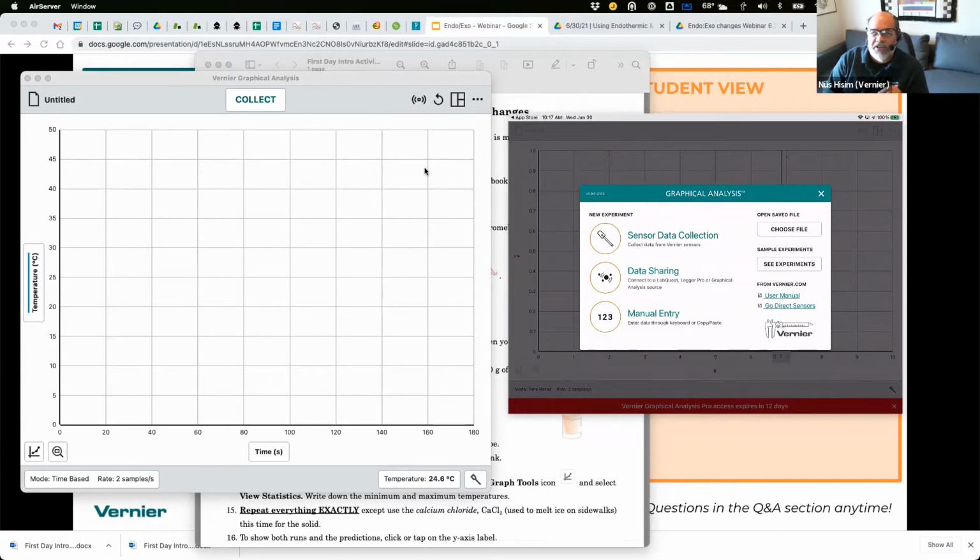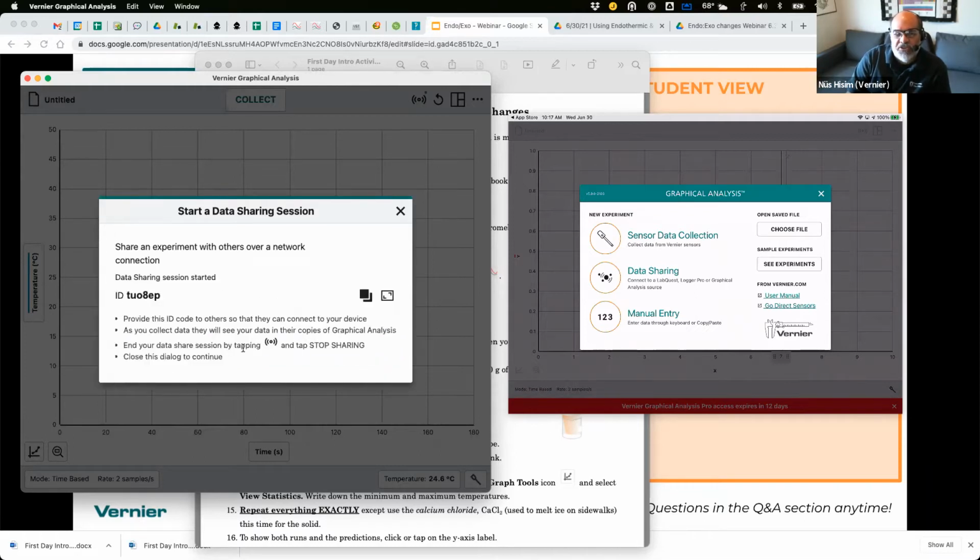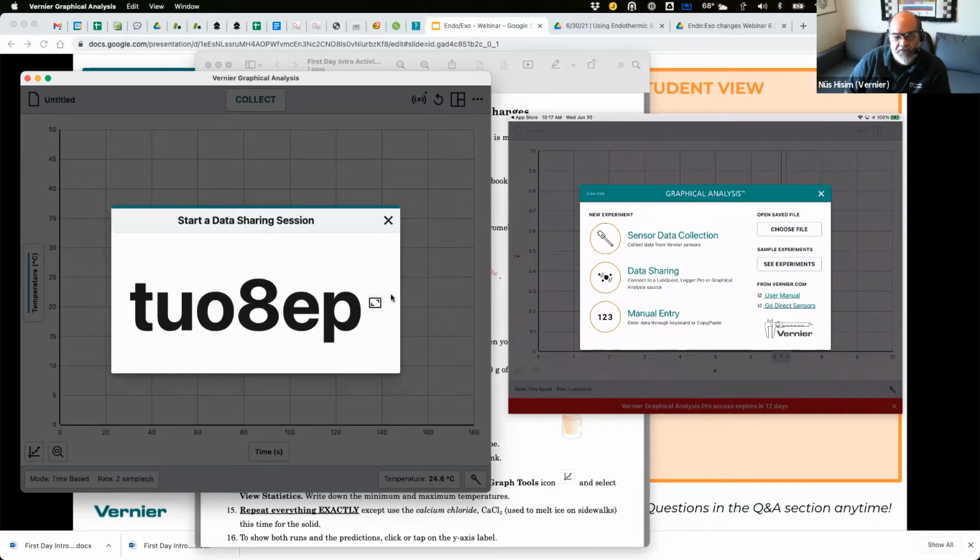Okay, look on my screen up here where I have Graphical Analysis going. Do you see the TIE fighter up here, from Star Wars? If I tap on that, then I can start an internet sharing session. So just watch for a second, and then you'll have something to do. So I'm going to start an internet sharing session. And what this does is it creates a code. Now let me make it big so you guys can all see it.